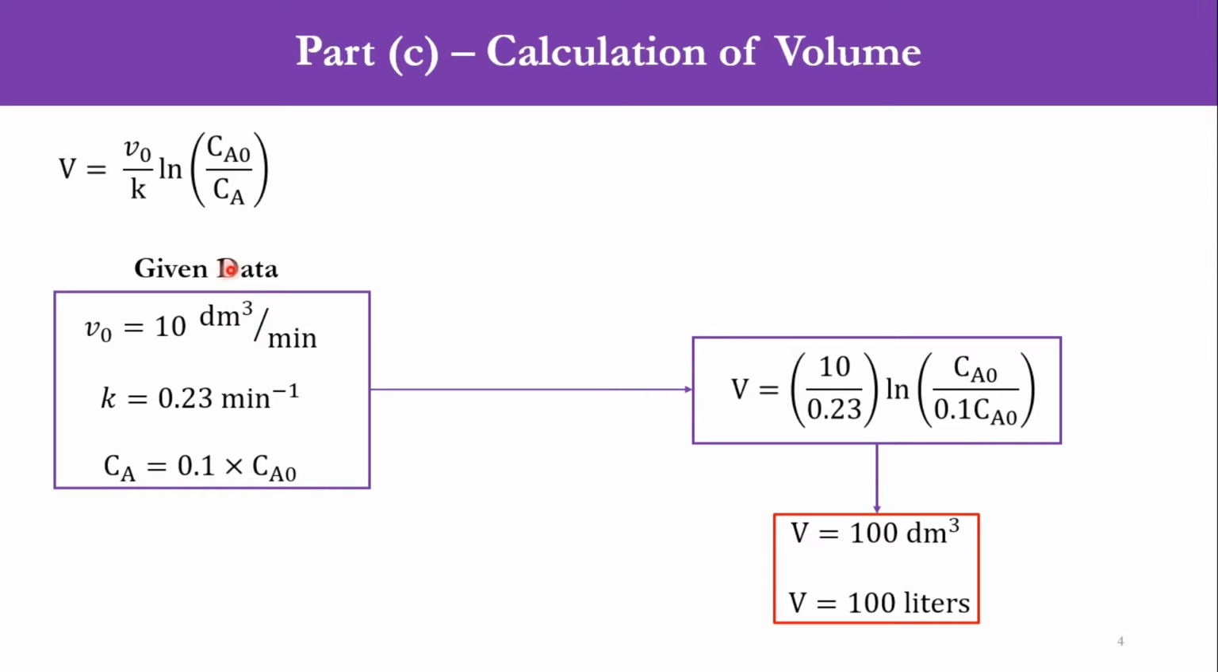Looking at the answer in that part, the volumetric flow rate was 10 cubic decimeter per minute. The value of k was 0.23 per minute. CA is equal to 0.1 times CA0. We had substituted the values in that equation and got the volume of the reactor as 100 cubic decimeter, or 100 liters. So now we will go to Polymath. We will substitute the values over there, and we will see whether we get the same result or not.